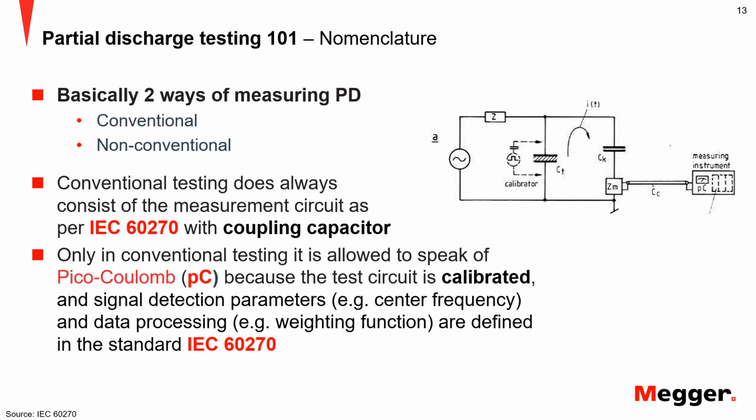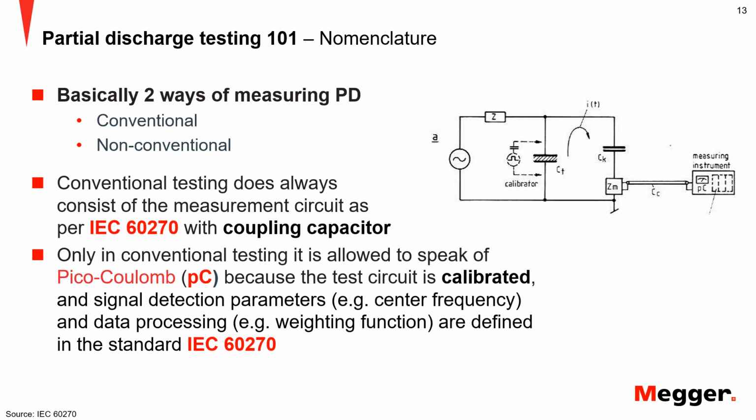There's two ways of doing PD testing. You can do it the conventional way, or you can do it the non-conventional way. The conventional way is you are using a coupling capacitor in a specified test circuit. You calibrate this test circuit, and then the unit of measurement will be picocoulomb. IEC defined picocoulomb. IEC also talks about frequencies, for instance, things like center frequency, what is the weighting function and everything. We don't want to talk about this here.